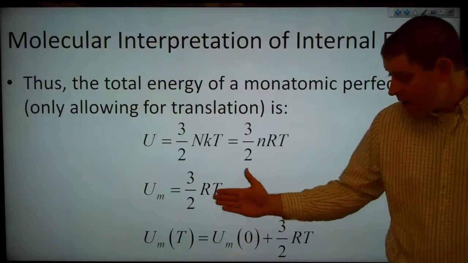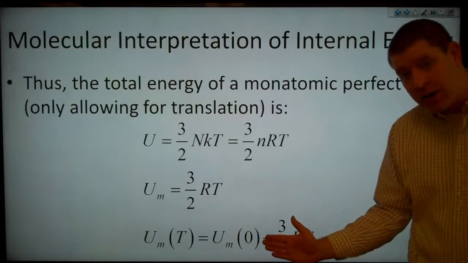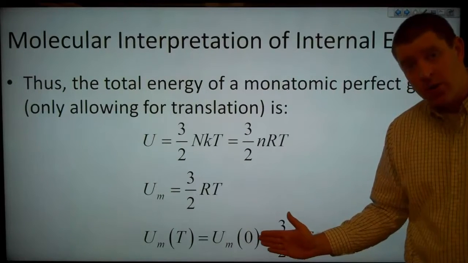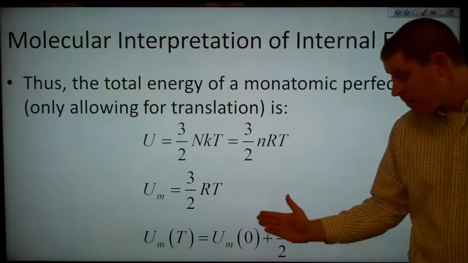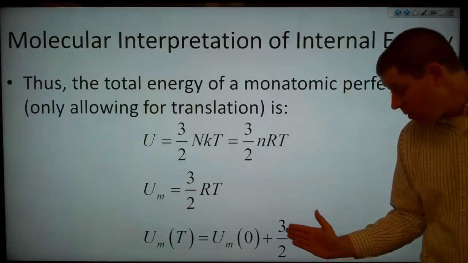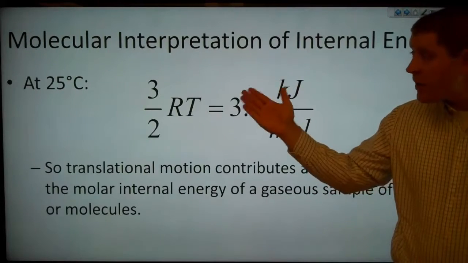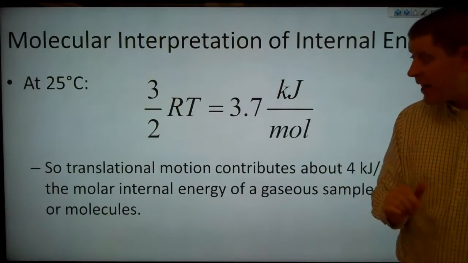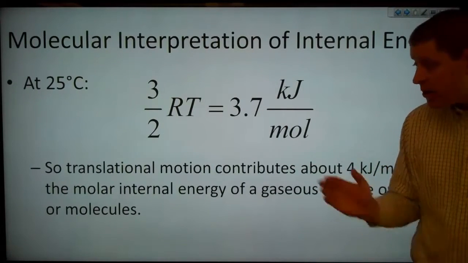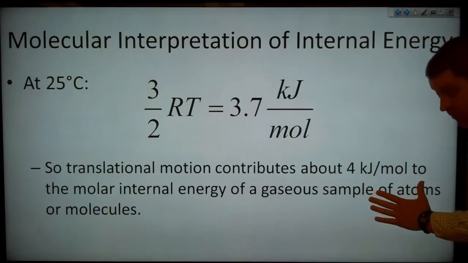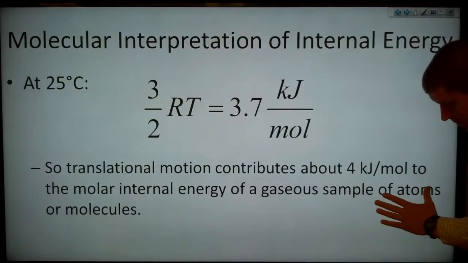Now, that means that the molar internal energy at some temperature T is equal to the molar internal energy at 0. So here, if we don't specify the units on a temperature, it's going to be in kelvins. So the molar internal energy at absolute 0 plus 3/2 times R times T, which means at 25 degrees C for a monatomic perfect gas, 3/2 RT is 3.7 kilojoules per mole. So the translational motion contributes about 4 kilojoules per mole to the molar internal energy of a gaseous sample of atoms or molecules.